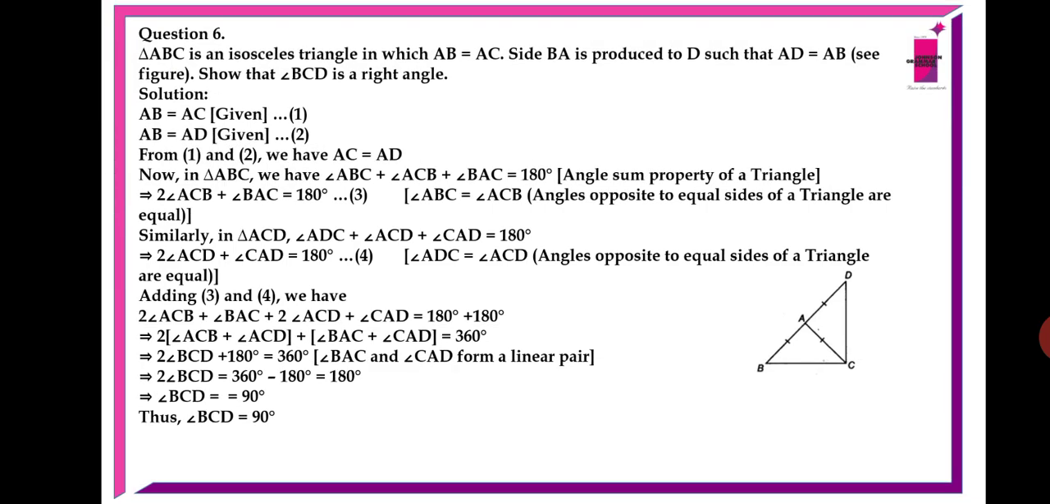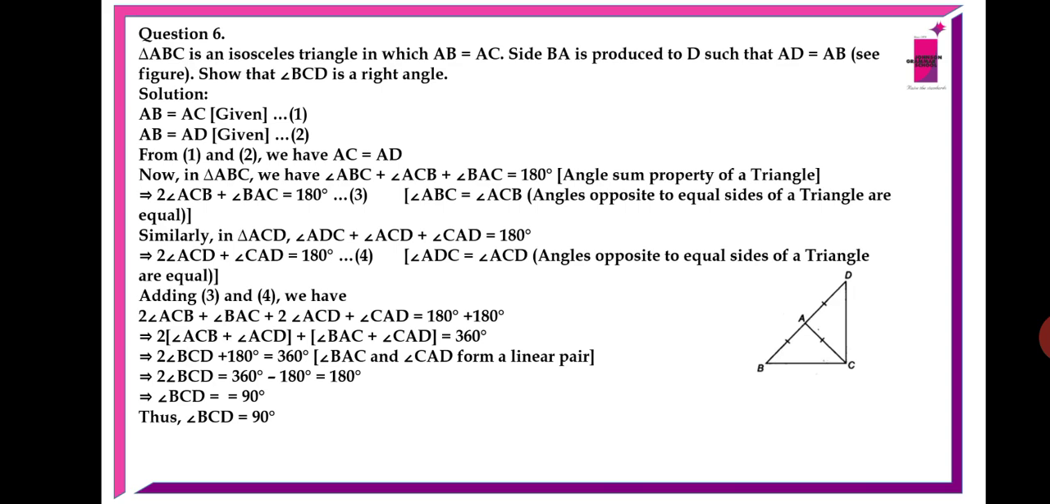Question number 6. Triangle ABC is an isosceles triangle in which AB equals AC. Side BA is produced to D such that AD equals AB, as you can see in the figure. Show that angle BCD is a right angle.